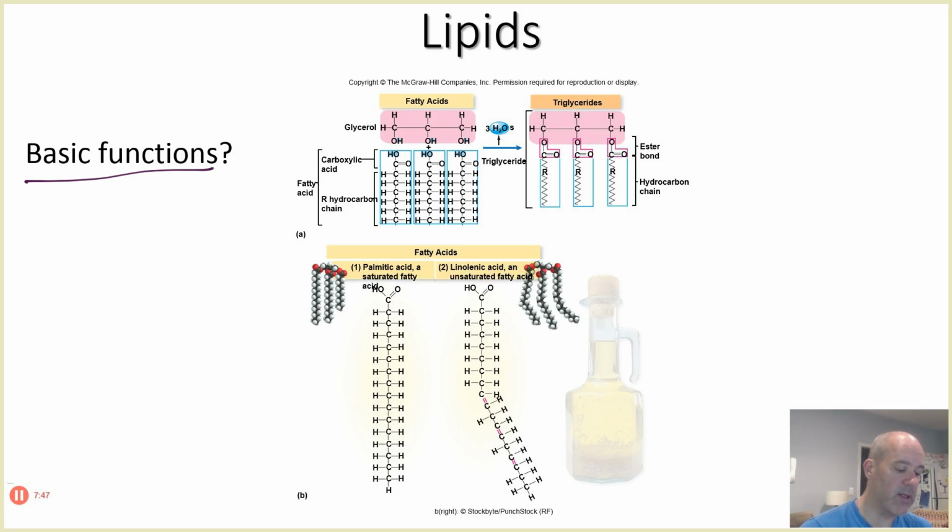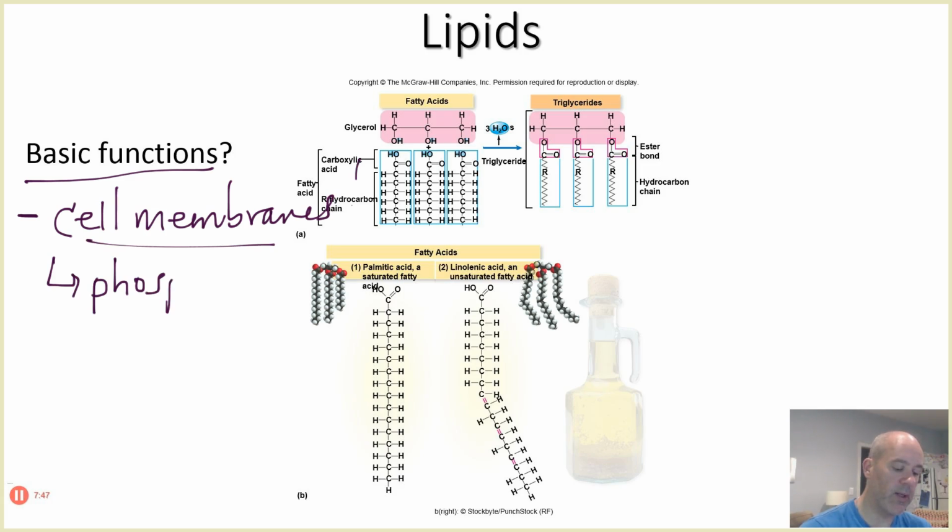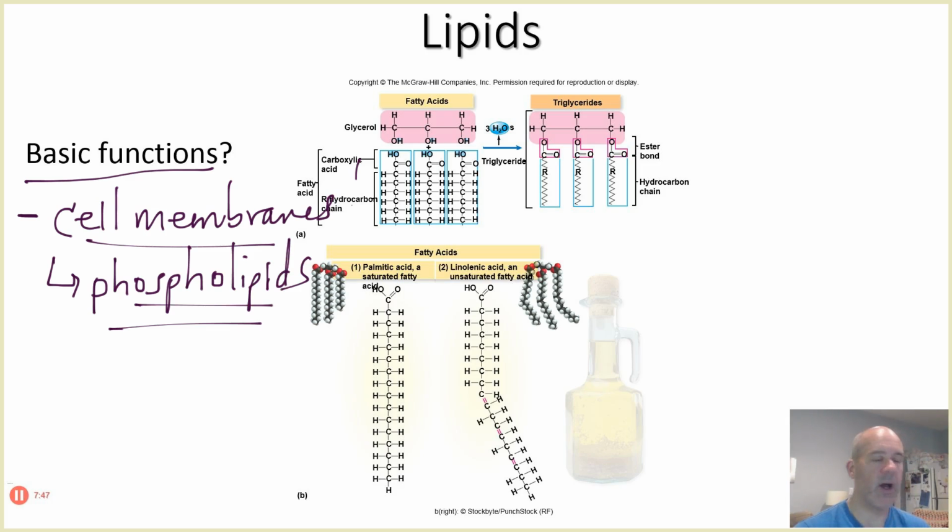Basic functions, we have lipids in our cell membranes. You guys remember special types of lipids called phospholipids. Hopefully you've heard of those before. If not, you'll hear about those when we move on to reviewing cell membranes in Chapter 3. Again, they're hydrophobic.